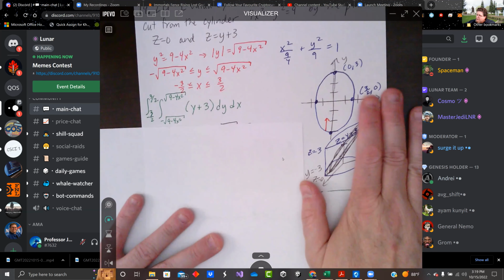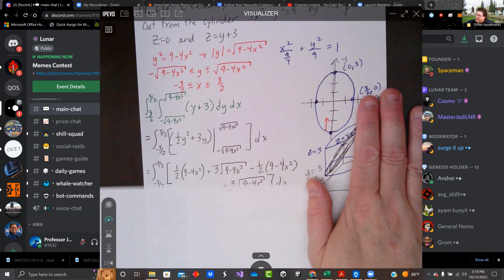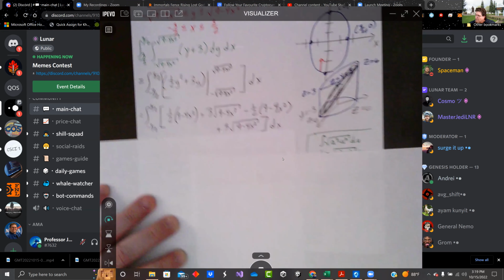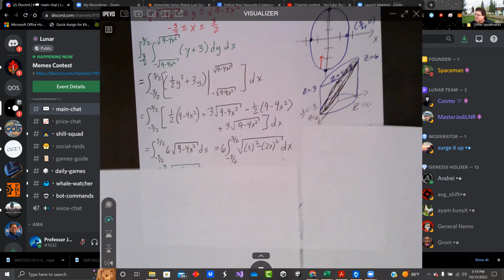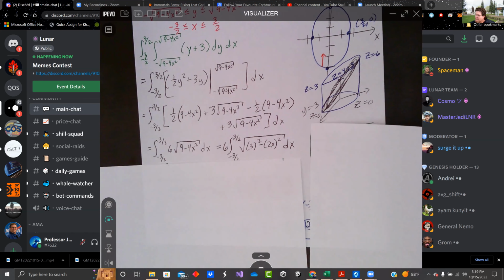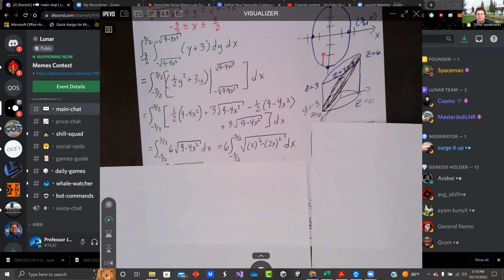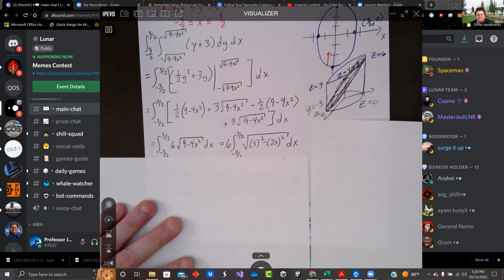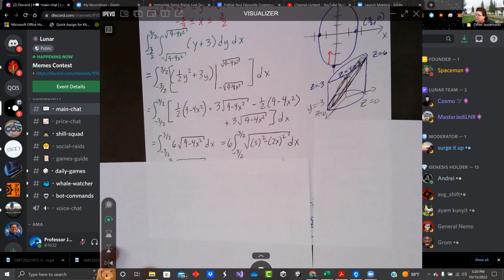We got y plus 3, which was easy to integrate: 1/2 y squared plus 3y. We plug in our limits, clean it up, and we get 6 times the square root of 9 minus 4x squared dx. You can go through the math and verify that if you'd like. Which I wrote as the square root of 3 squared minus (2x) squared.